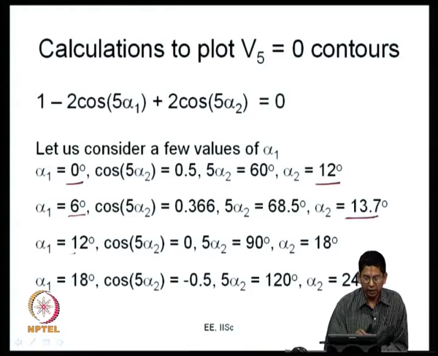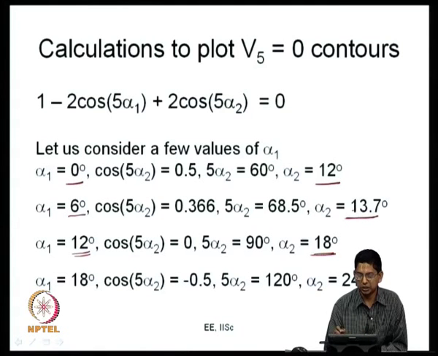Then I go to 12 degrees. Add another 6 degrees more, and I get a corresponding alpha 2 that is 18 degrees. So, my alpha 1 is increasing in big steps of 6 degrees. Here I see that the first step increased by about 1.7. The next step is more than that, it has increased by something like 4.3 degrees now.